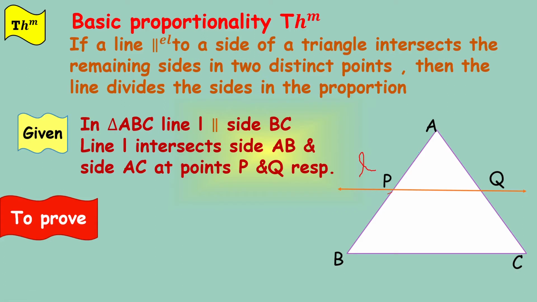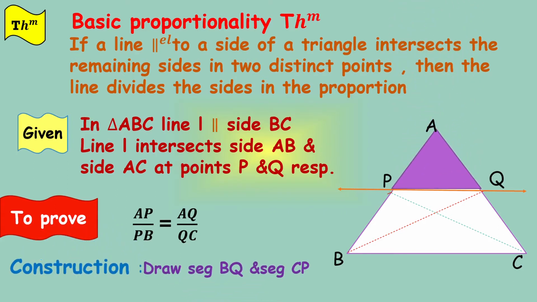That means this line divides the segment AB in two parts. The first part is PA and second part is PB. Also, it divides AC in two parts. That means AP upon PB is equal to AQ upon QC. We have to show this. To prove this, we have to construct. First we have to join point B and Q. That means draw a segment BQ. Also draw a segment CP.